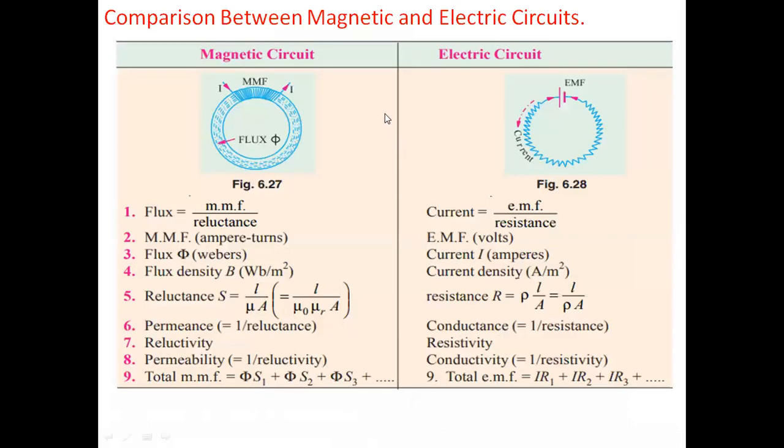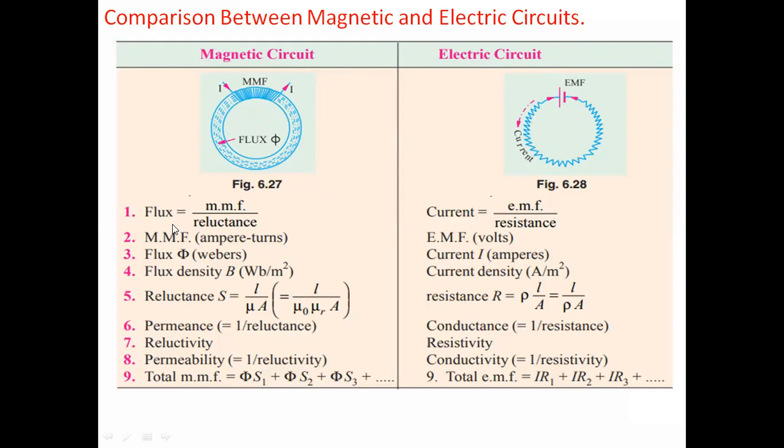So the next one, and this is a very important one, is the comparison between magnetic and electric circuits. We have clear variations between the magnetic circuit and the electric circuit. On the left side we will give the magnetic circuit, and on the right side the electric circuit.